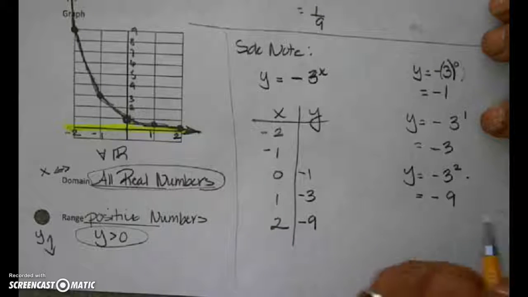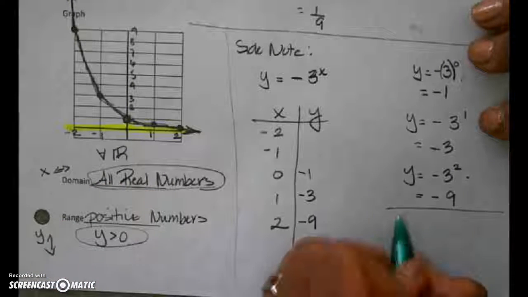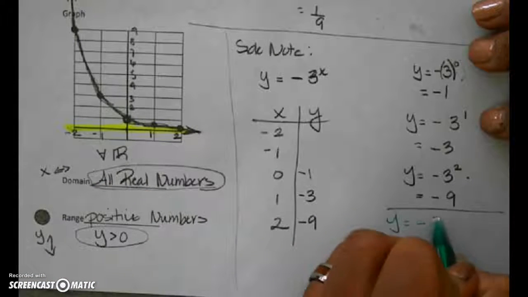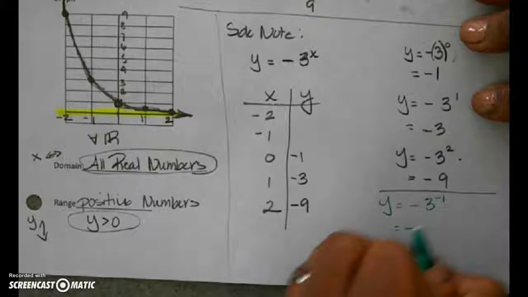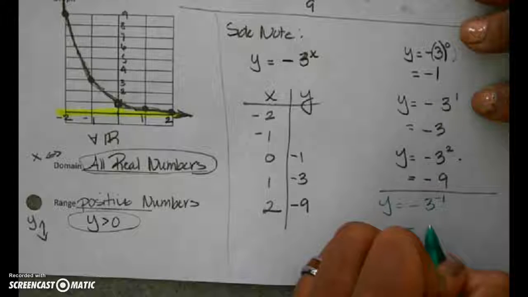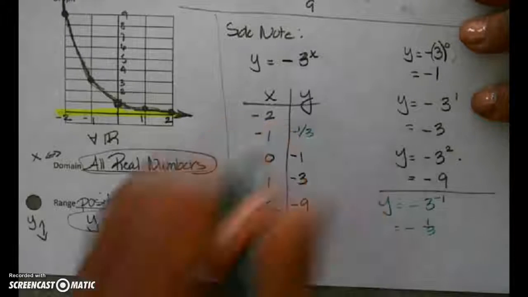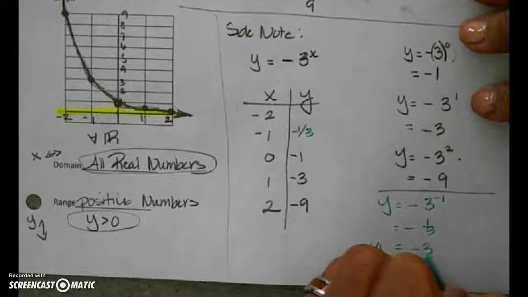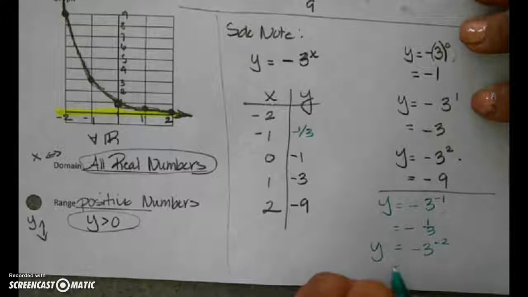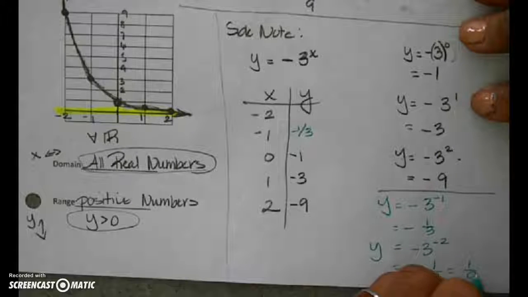Okay, what about the other side, though? These negative exponents. Typically, I can just flip those. Let's see if it works. Negative 3 to the negative 1. Negative, well, 3 to the negative 1 is 1 over 3. So we can flip that one. And then negative 3 to the negative 2 is negative 1 over 9, so negative 1/9.